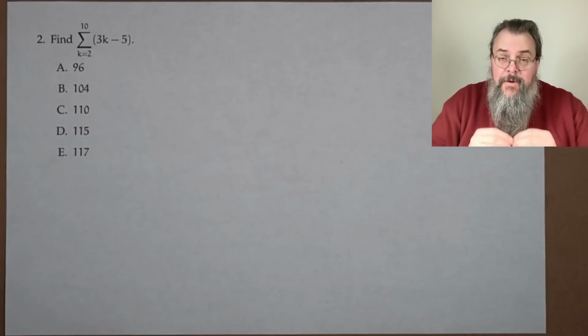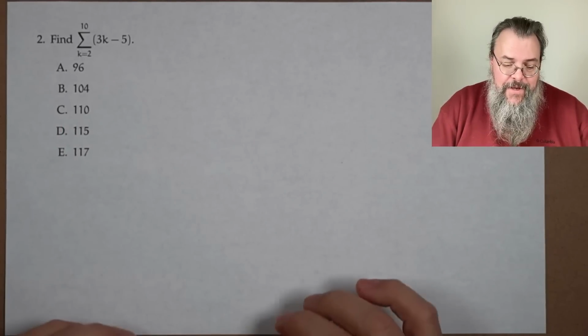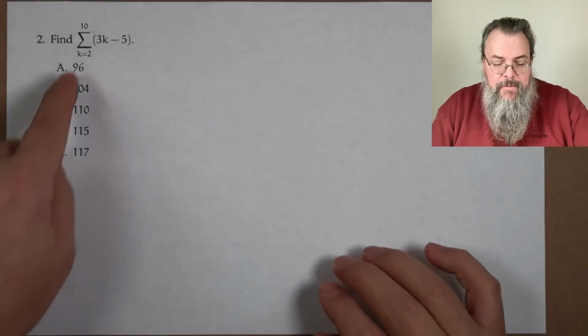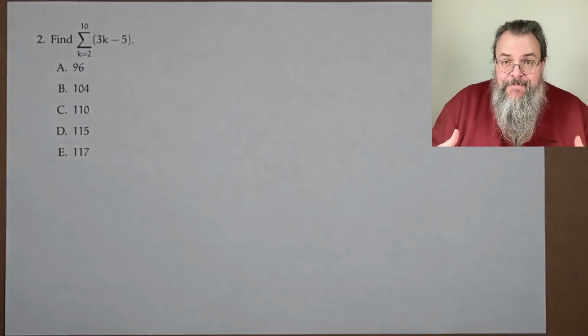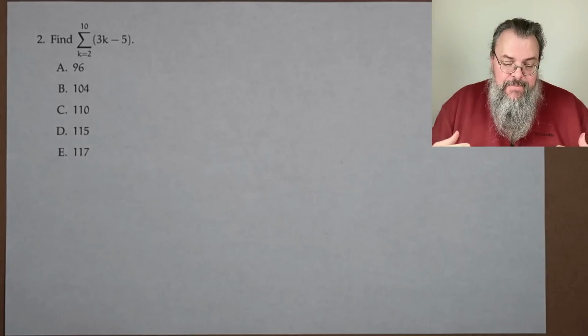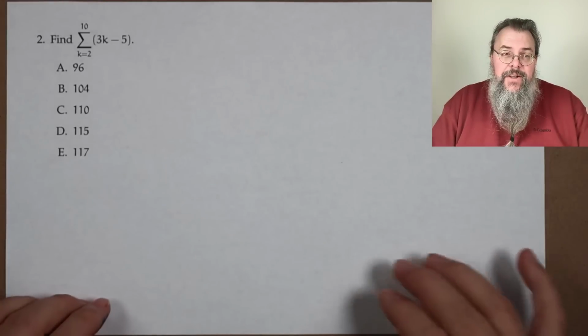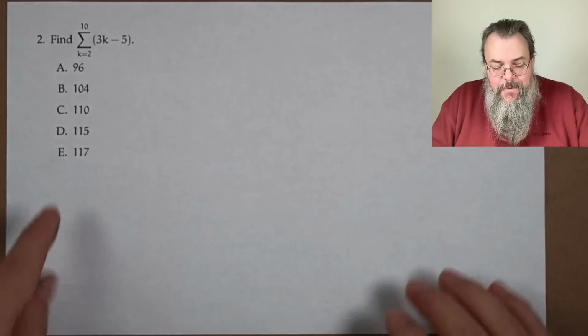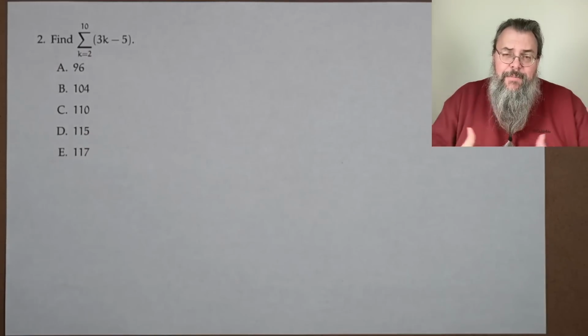Find the sum k equals 2 to 10 of 3k minus 5. So we're adding up a bunch of numbers. Remember that this capital sigma is shorthand for sum. So we're adding up a bunch of numbers, and we have some options. And we say, okay, well, it's not obvious how to go from one of these to figure out which that is. We actually have to do the problem.